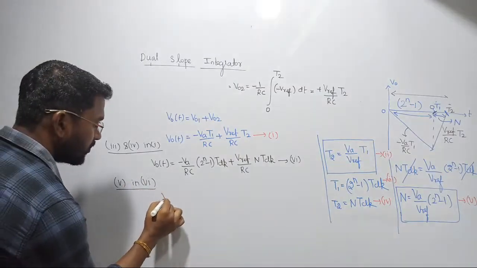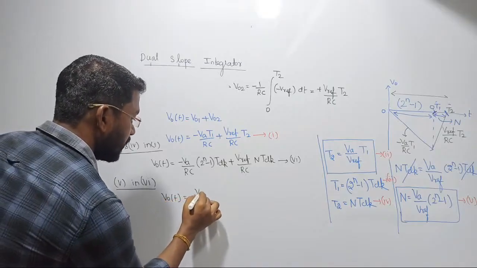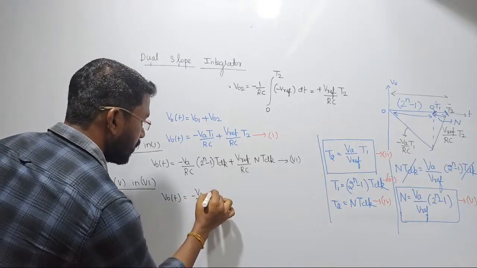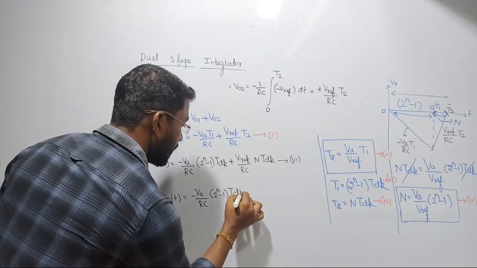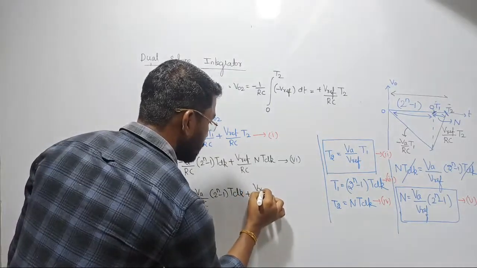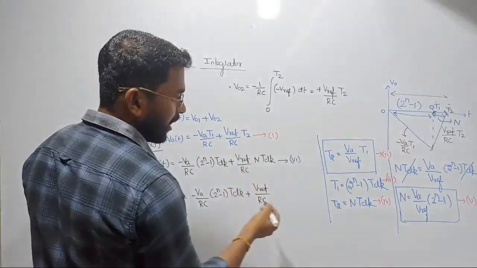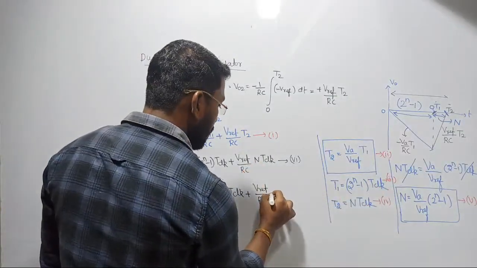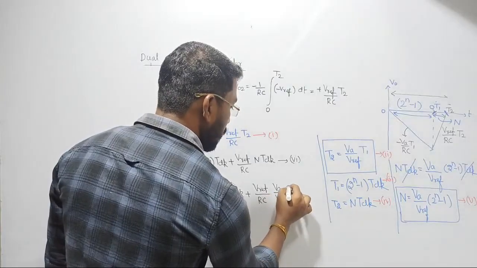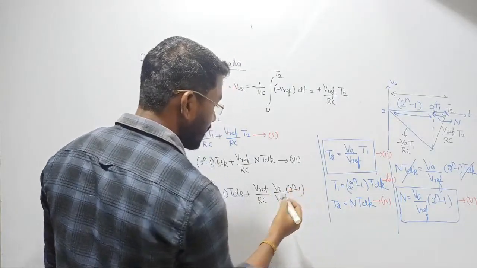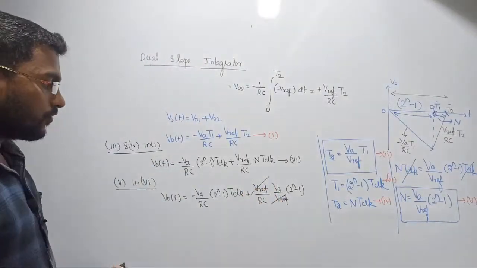So your output voltage, once again, it can be further written as V naught of t equals minus VA upon R into C into 2 power n minus 1 times of t clock. Of course, that is correct. Plus V reference upon R into C into n t clock, which according to equation number 5 can be replaced by VA upon V reference into 2 power n minus 1. Exactly, that is correct, such that V reference is going to be cancelled finally.